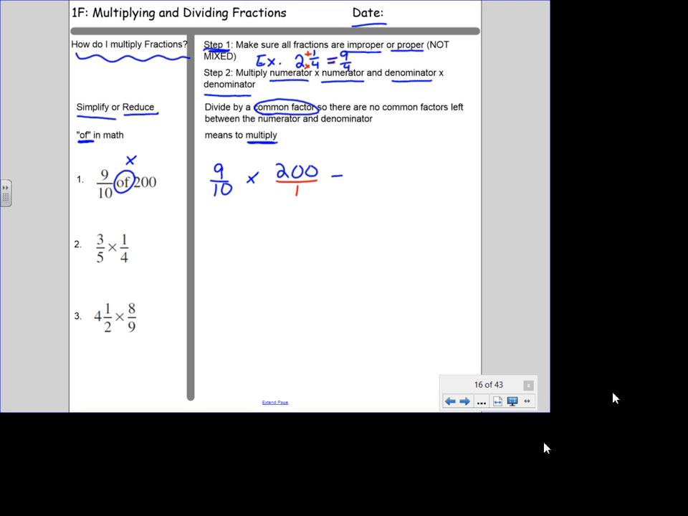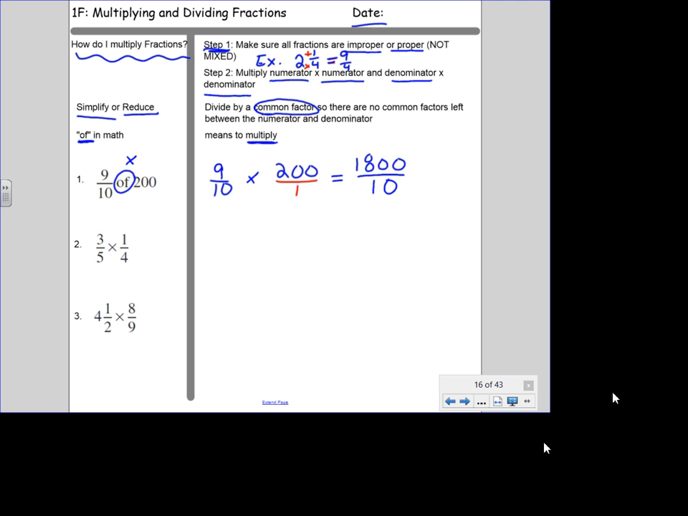So now, let me check my step 1. Do I have all fractions as improper or proper? Okay, so 9/10 is proper, 200 over 1 is improper. So yes, they are both in those forms. I do not have any mixed numbers. So now I can just multiply numerator times numerator and denominator times denominator. So 9 times 200, I get 1800, and 10 times 1, I get 10.